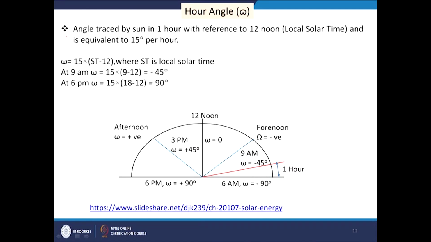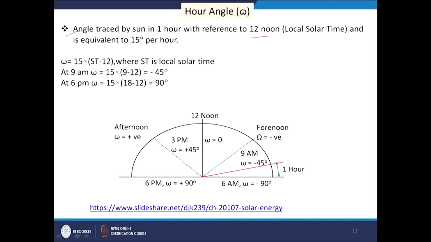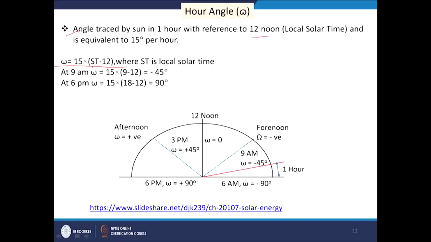So, here we see the hour angle is defined as the angle traced by the sun in 1 hour with reference to 12 noon. So, at 12 o'clock noon, W is equal to 0. Then what will be the value of hour angle? We can calculate it using this formula: W is equal to 15 into (ST minus 12), where ST is the local solar time. So, at 9 am, W will be 15 into (9 minus 12), so minus 45 degree.